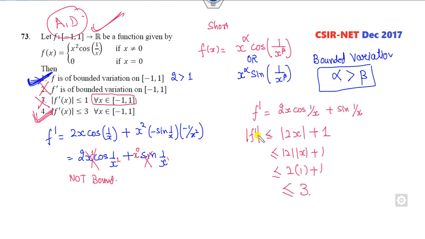So this is the way you can solve all those CSIR NET December 17 real analysis questions in a very simple manner. I hope you can simply remember these tips for your coming examinations.